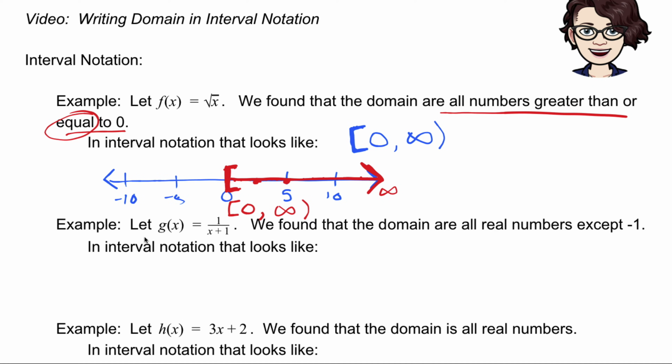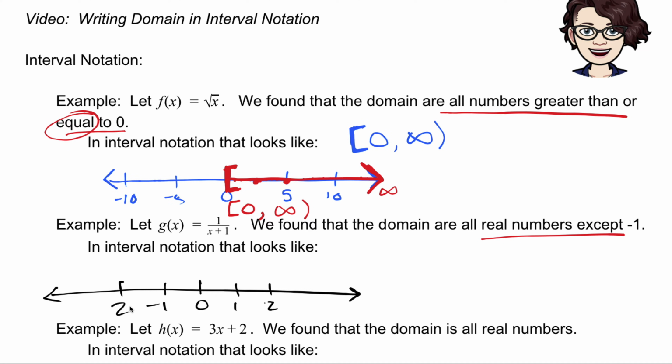In the next example, g of x equals 1 over x plus 1, we found that the domain were all real numbers except -1. So again, let's start with a number line. Here's 0 in the middle, -1, +1. Okay, just going to make a simple number line. And everything was valid except -1. So 0 all the way up this way, so this was all valid. -0.9, -0.999, all of these numbers here are valid.